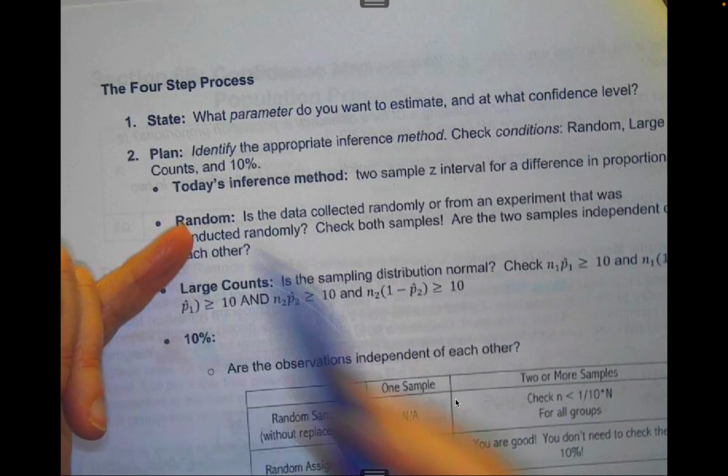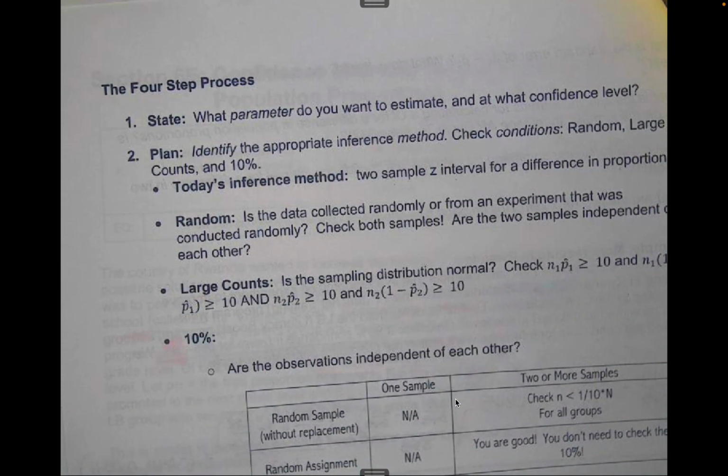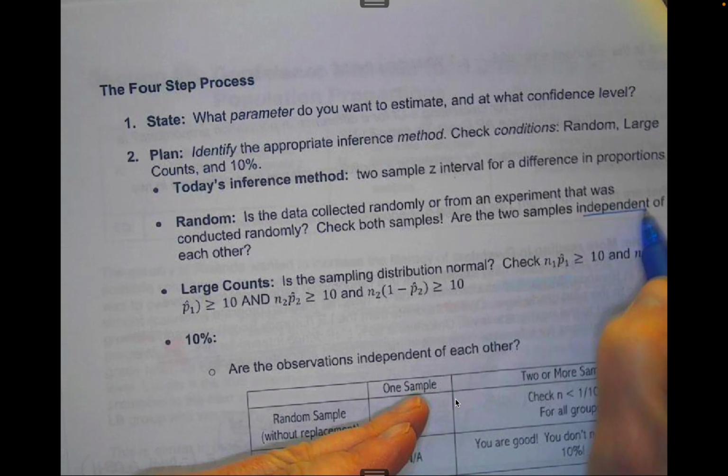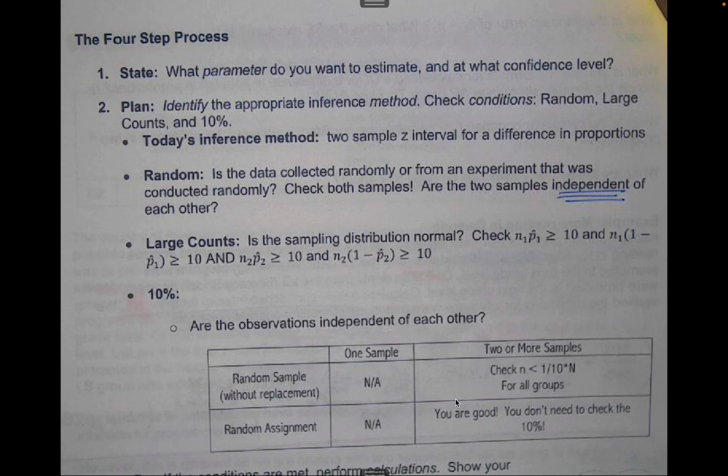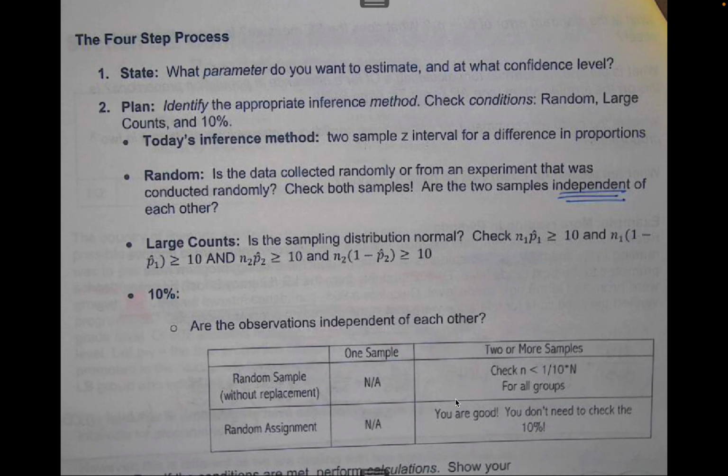Remember your random check? You either can have 2 random samples, or maybe you did a random assignment. What you're going to want to say here is you're going to want to make sure that the 2 samples are independent of each other. You don't want it to be the same group of people. So I'm going to make sure that I reference that when I check my random check.